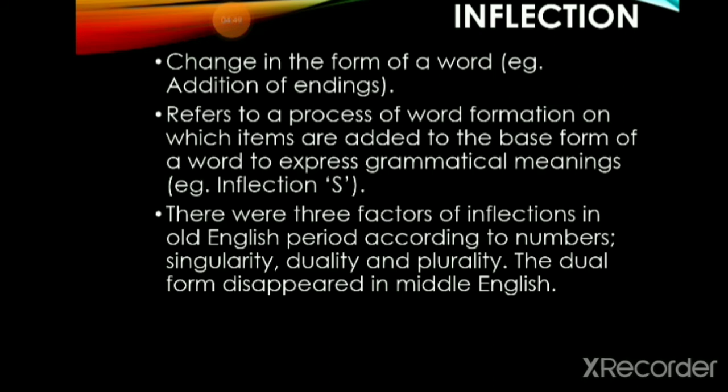Inflection refers to a process of word formation in which items are added to the base form of a word to express grammatical meanings. For example, the inflection S at the end of dogs shows that the noun is plural. There were three forms of inflection in the Old English period according to number: singularity, duality, and plurality. The dual form disappeared in Middle English.